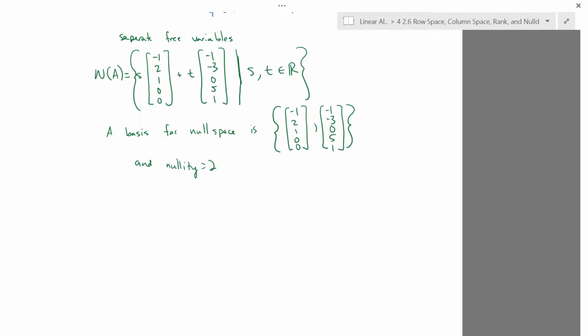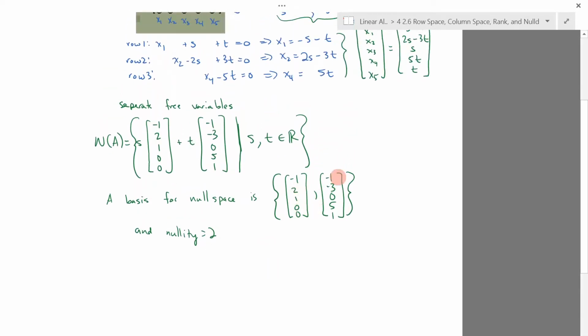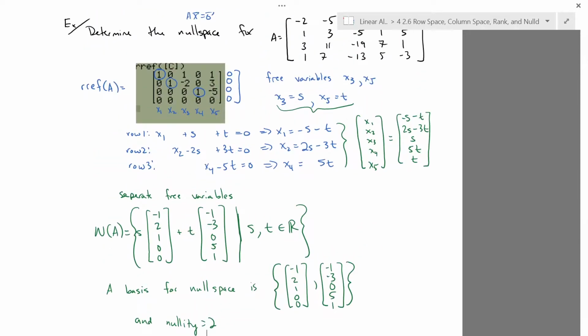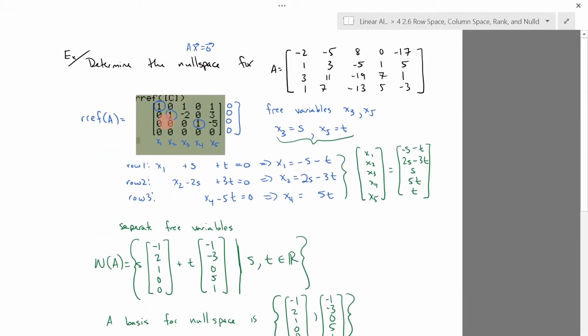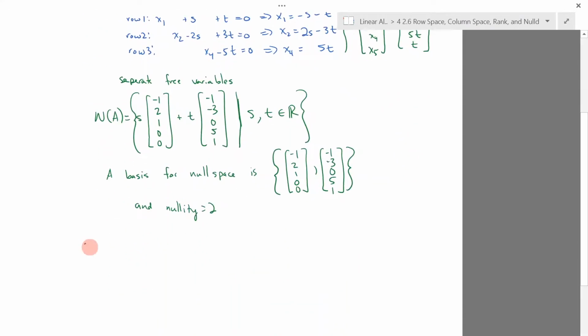And if you want to make sure all the calculations are correct, you can check that. Check the basis vectors, right? So what does it mean to be in the null space? Well, it should be annihilated by the matrix A, right? So let's take the matrix A. So let's check.